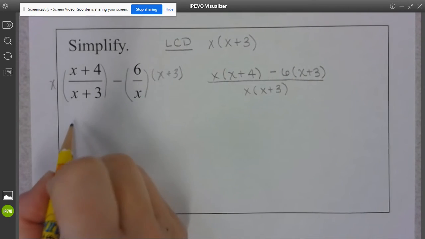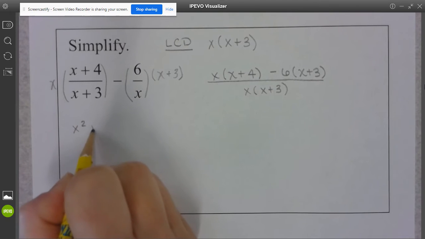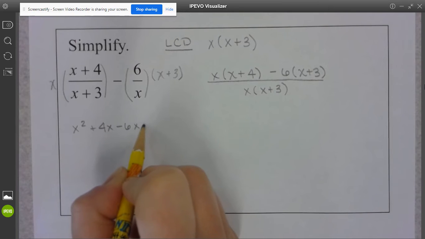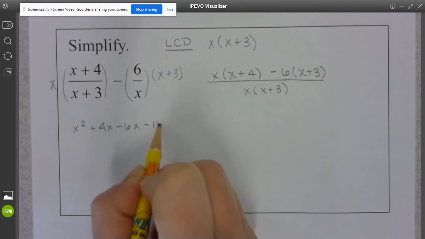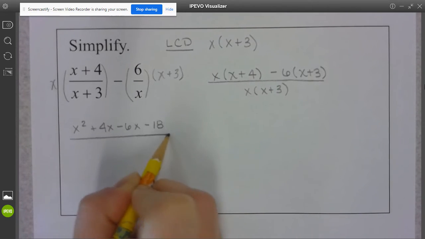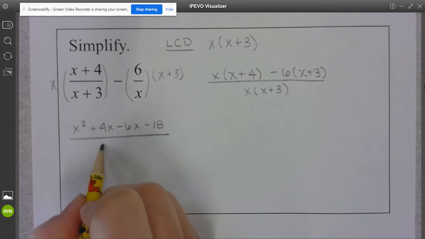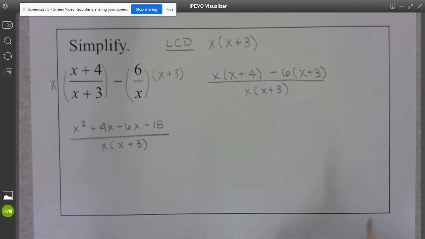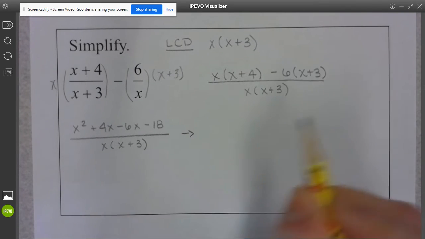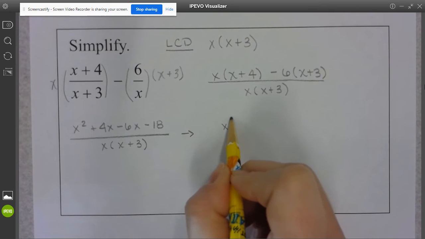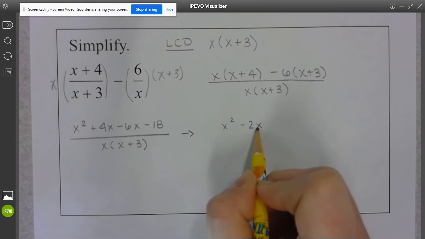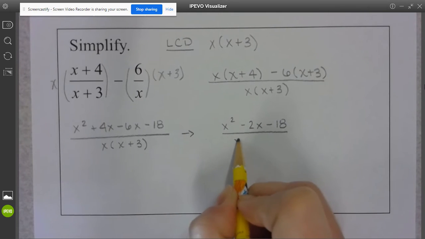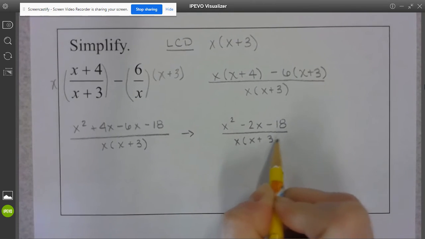Now I'm going to distribute. So I have x squared plus 4x minus 6x minus 18. And that's all divided by x times x plus 3. That's going to turn into x squared minus 2x minus 18 divided by x times x plus 3.